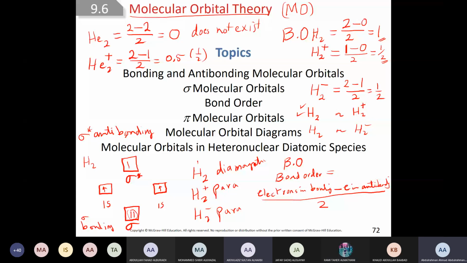Not both. The person who says both is wrong. You cannot say it's both. It's either diamagnetic or paramagnetic. This one is para. Why? Because there are 2 electrons in sigma and 1 electron is in sigma star. This means there is 1 room in the whole molecule which has only 1 electron. This means it's para. How about He2 plus?